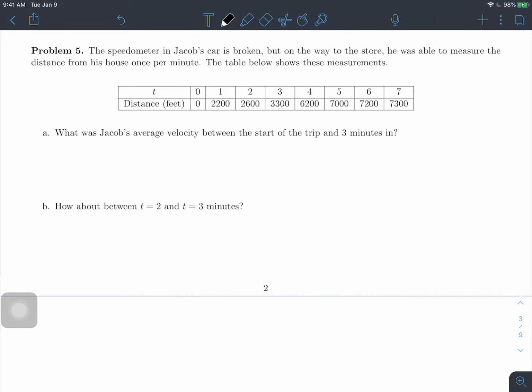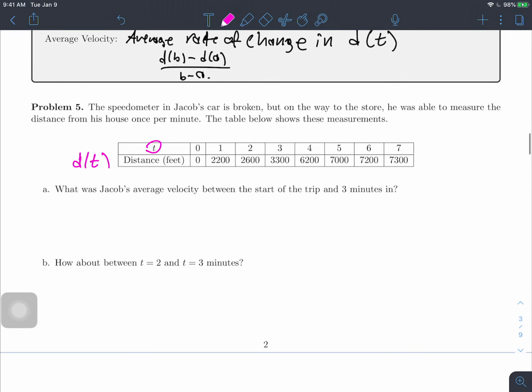So Jacob's car, his speedometer is broken, but for some weird reason, he's able to measure how far away he is from his house, and it's plotted in this table here. And we're asked to find Jacob's average velocity between the start of the trip and 3 minutes in. Okay, so here we can see we have t, and distance is d of t. Okay, so let's just use our formula. We want to know, in this case, between the start of the trip and 3 minutes in. Now that tells us what a and b are going to be.